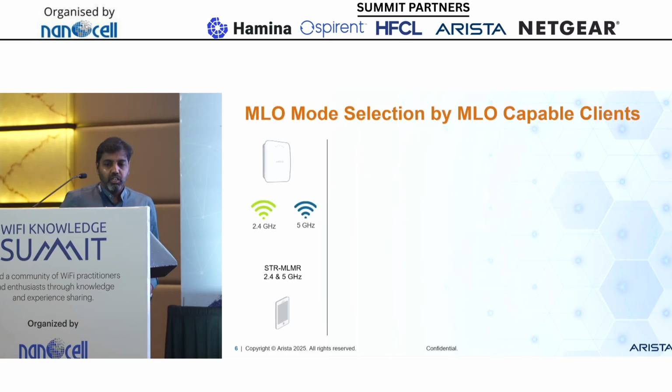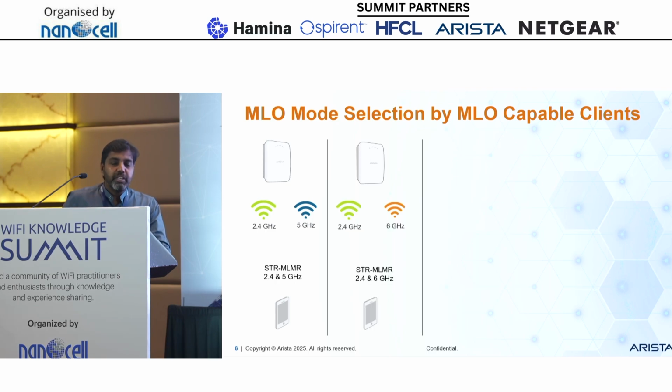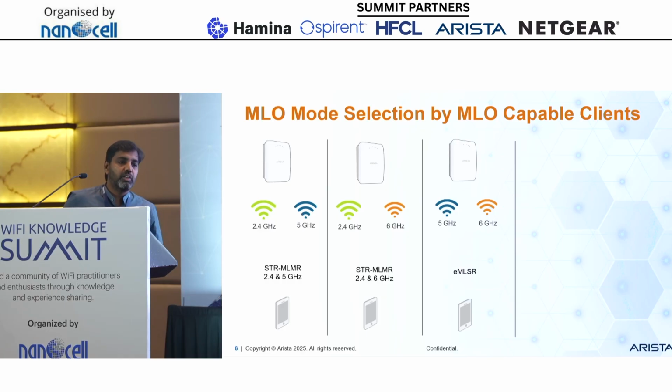At a high level, STR MLMR gives us the aggregation benefit and EMLSR gives us the latency benefit. What we have seen on the field is that when you have an SSID, the MLO modes actually change a lot, right? Say for example, when you have SSID on 2.4 and 5, the majority of these clients do STR MLMR, which can transmit at 2.4 and receive at 5 and vice versa. The behavior is the same in the case of 2.4 and 6, where it can transmit and receive, and most of the time it does STR MLMR. But the characteristics of MLO change when you have SSID on 5 and 6. It does not do STR MLMR, rather it does EMLSR or MLSR in particular.